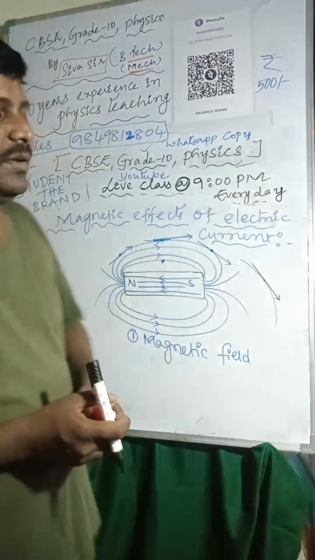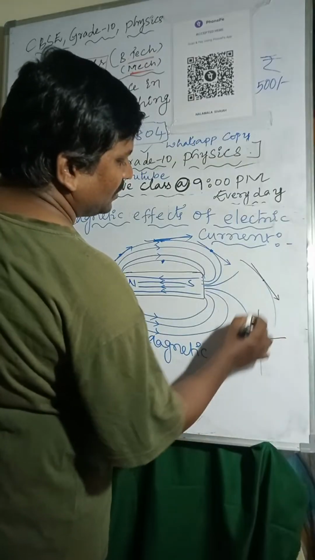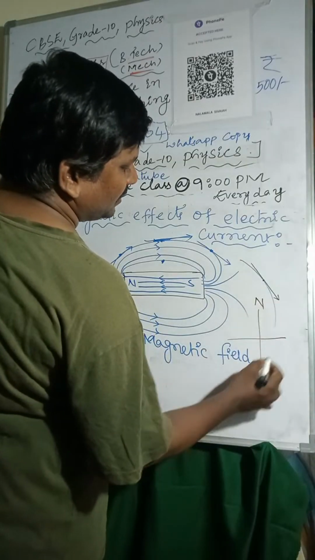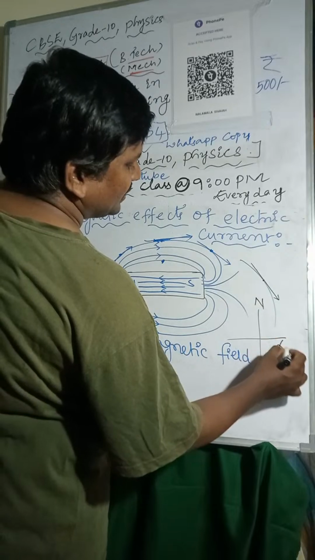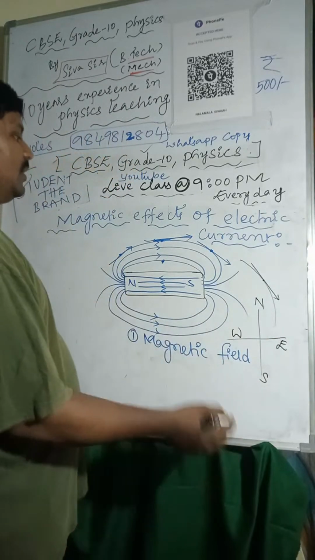Okay, so now we can take the line like this. This is the north and the south, and the indications, directions, east and west. So okay, here you can see.